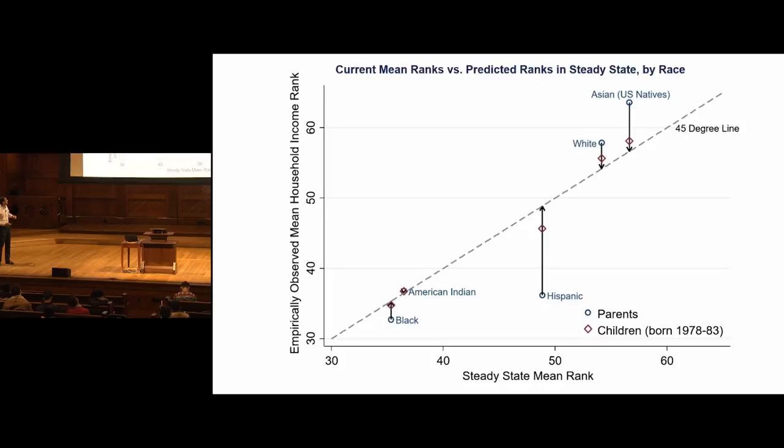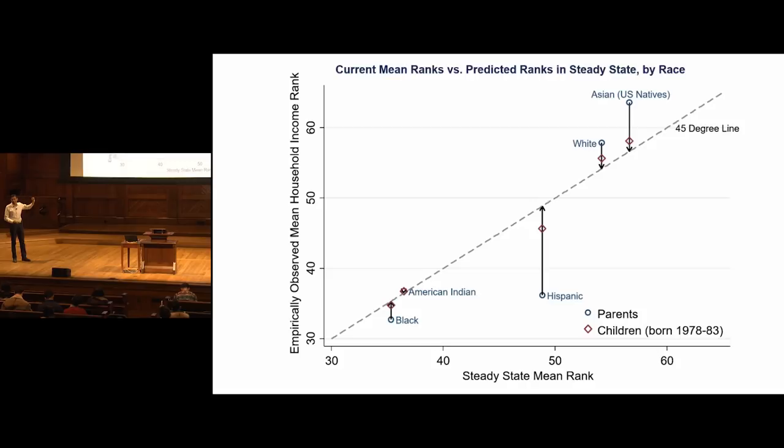And so you can see that for Black parents and Black kids, there's very little delta there. In particular, they're very close to the 45-degree line. That is, they're very close to the steady state for Blacks. So that's the point that I've been making: Blacks, given their rates of intergenerational mobility, have a low steady-state income, and in practice, in the data, they're very close to that steady state. Similarly, for Native Americans, for American Indians, the parents, the kids, and the steady state are all on top of each other. You're right on the 45-degree line of this chart, okay?